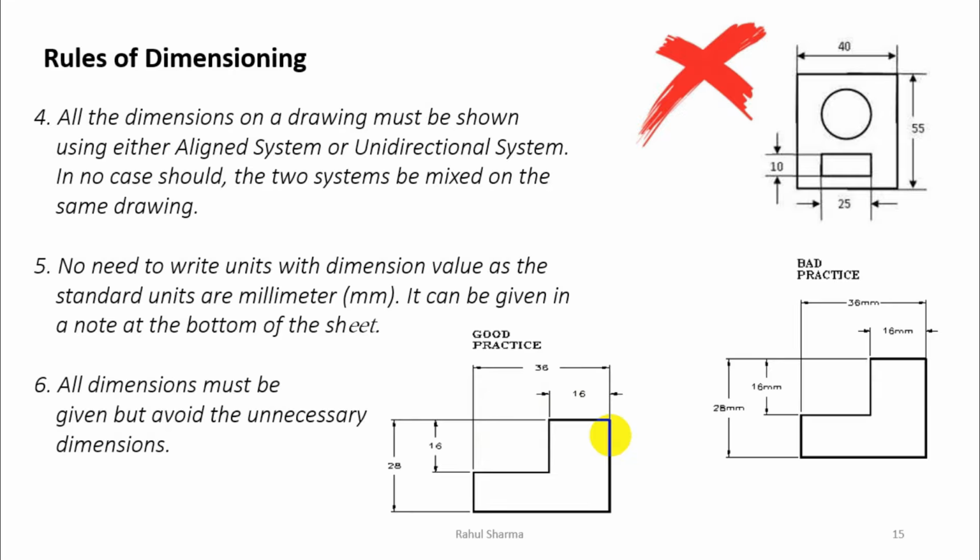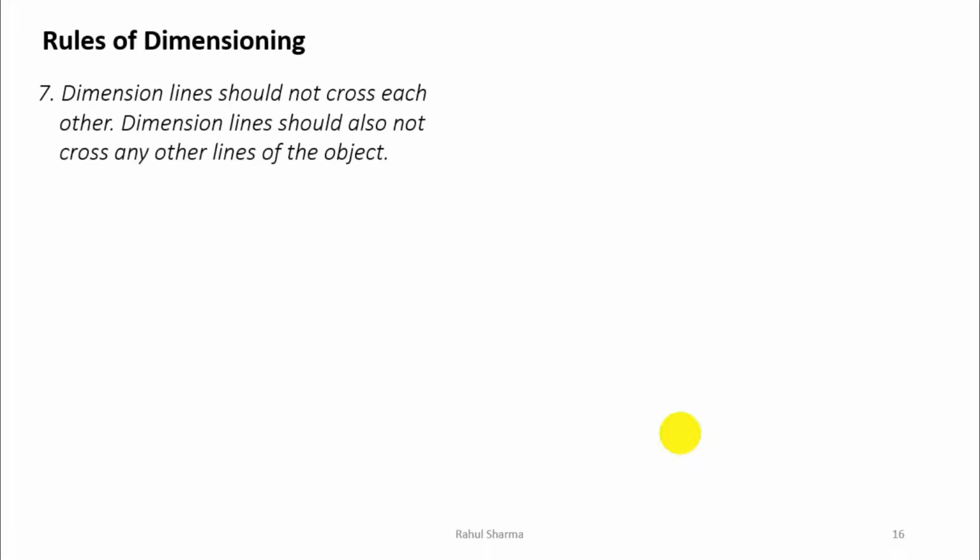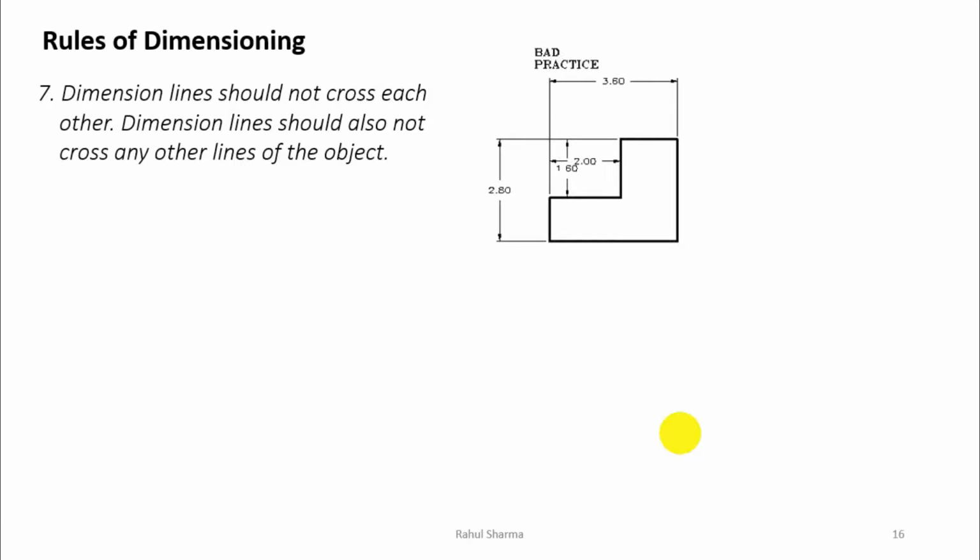The next point is that all dimensions must be given. There should not be any part whose dimension we either cannot calculate or is not given. The seventh important rule is that dimension lines should not cross each other.